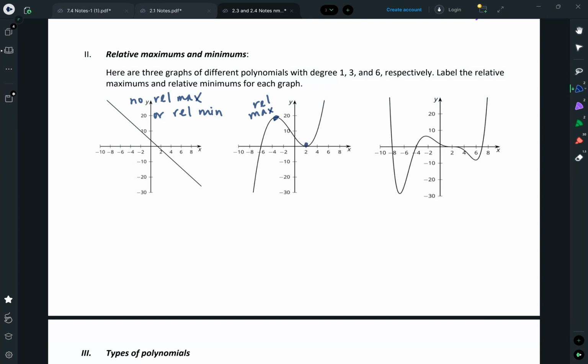Here I've got a relative min. And my minimum. So when we talk about maxes and mins, we're talking about the y values, right? I have a maximum of 20. I've got a minimum of 0.